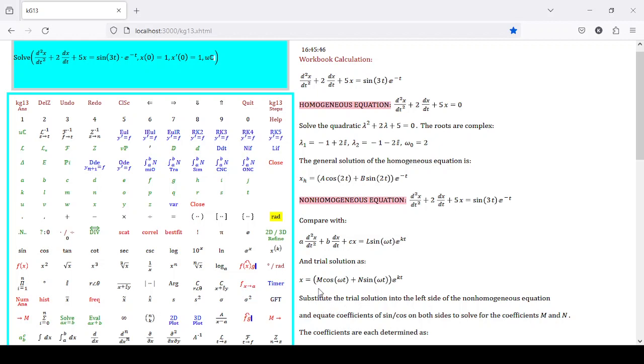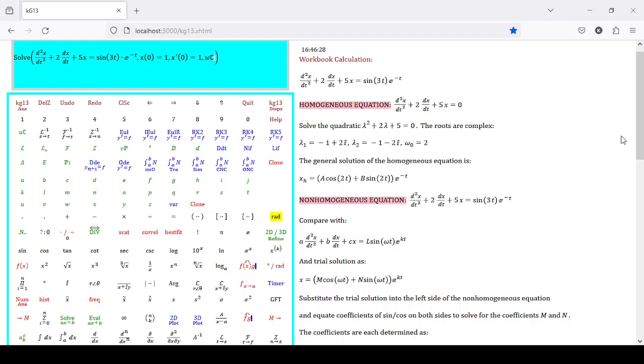And here we have our trial solution. Our trial solution is m cos omega t plus n sine omega t, times e to the kt. The k that we see here is the same k here, which in our case is minus 1. The omega here is the same omega here, which in our case is 3. The unknowns, which really will be the undetermined coefficients, are m and n, and we must determine them. Once we have determined them, then we have our particular solution.